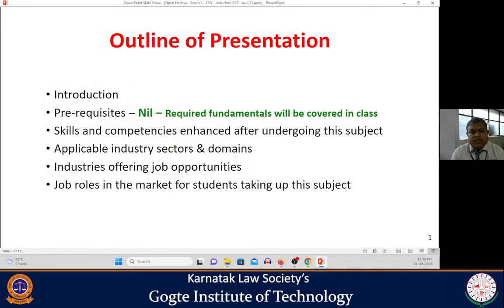Then we are going to see the skills and competencies that you will develop after going through this course. Names of the applicable industries, sectors and domains, which companies in India and abroad are working with electric and hybrid vehicles. What kind of job you can get in different companies will also be discussed. And job roles, very important.